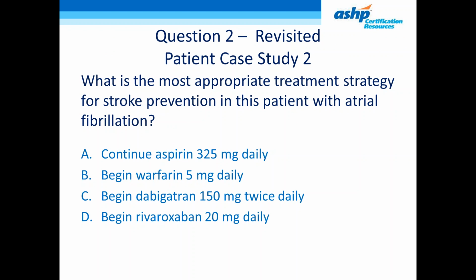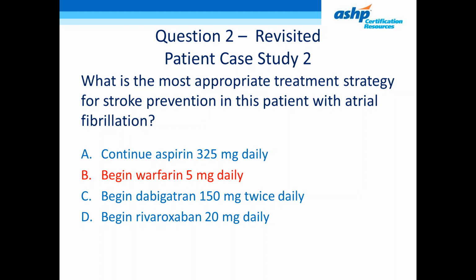Let's go back to our patient case. What is the most appropriate treatment strategy for stroke prevention in this patient with atrial fibrillation? Well, for this patient, I believe the most appropriate option would be to begin warfarin. We determined based on the patient's risk stratification score, that CHA2DS2-VASc score, that she did need oral anticoagulation for stroke prevention. So aspirin will no longer be sufficient stroke prevention in this patient.